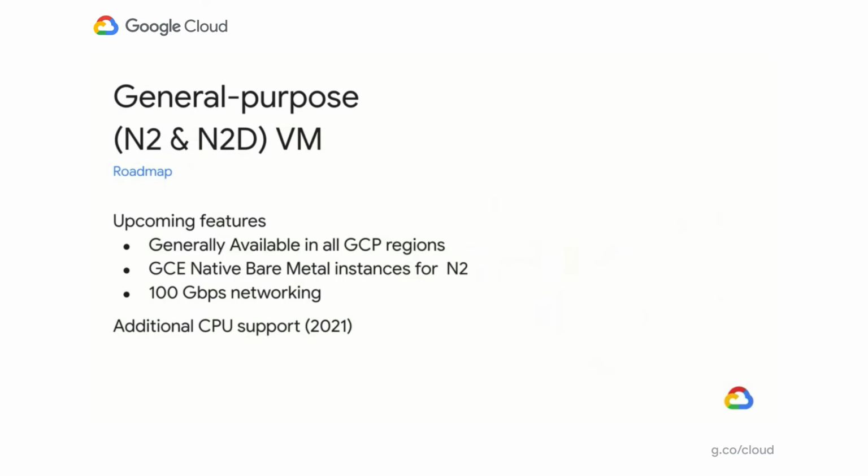So in summary, N2 and N2D VMs offer a wide range of capabilities and also have a rich roadmap as we think about the capabilities that we're bringing soon to these VM types. Features that we're working on range from bare metal instances to higher networking performance with up to 100 gigabits per second. We're also working on bringing you the latest CPU platforms across both Intel and AMD, and you will see those continuing to come very quickly to these instance types.